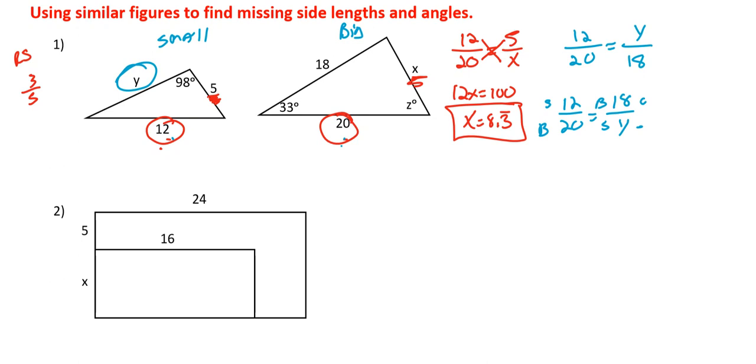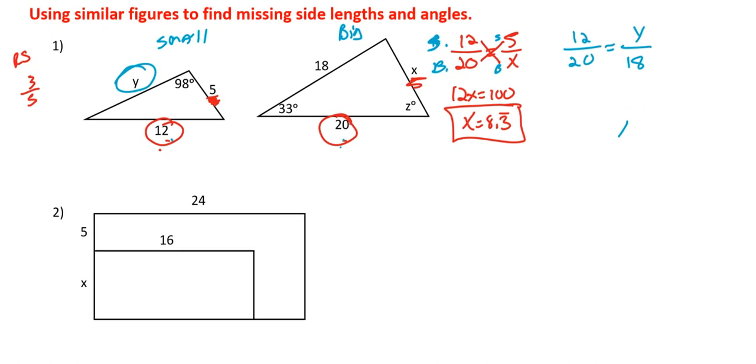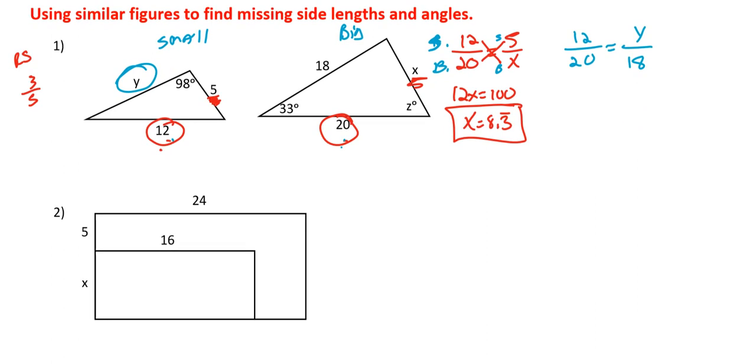So the same as the first one. I had 12 to 20. This is the small, and this is the big. So I had to stick with the small and then the big. I could not switch that. So just keep that in mind when you are solving proportions, that you have to line up the order correctly at all times, or you'll definitely get the incorrect answer.